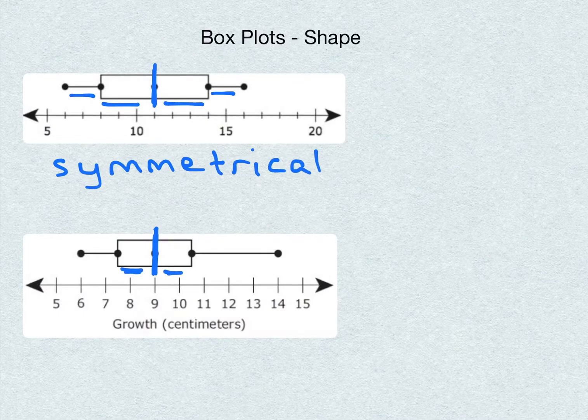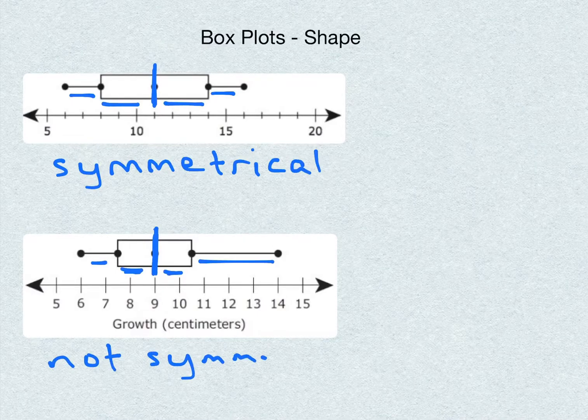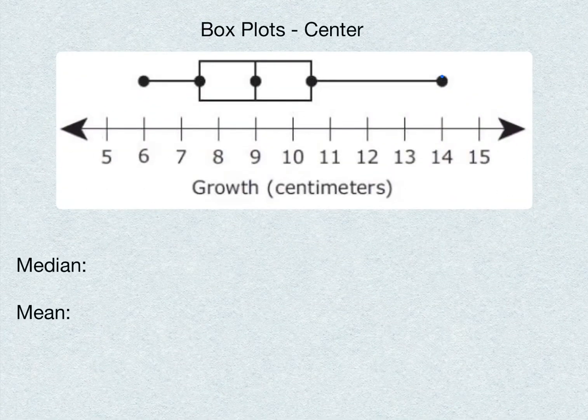Now our second box plot, the box looks about the same, but our whiskers are not the same. One whisker is a lot longer than the other one. So this one is not as symmetrical. And the maximum on the second box plot could be a possible outlier, possibly. Now, shape is also going to help us with the next set.